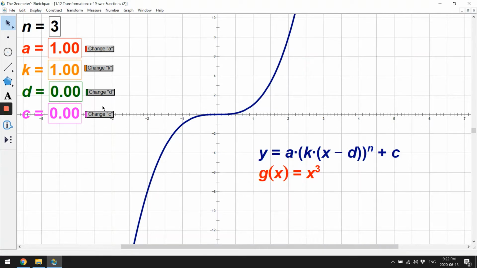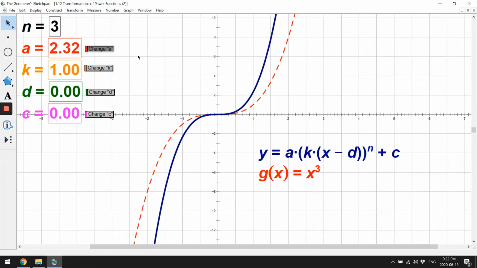In this unit, we're transforming power functions. So it could be a quartic, could be a cubic, quintic, whatever. And you have your four parameters. You have A, K, D, C. I'm hoping you remember what A, K, D, and C each do. But if you forget, then hopefully the animation reminds you. So I'm going to change A.